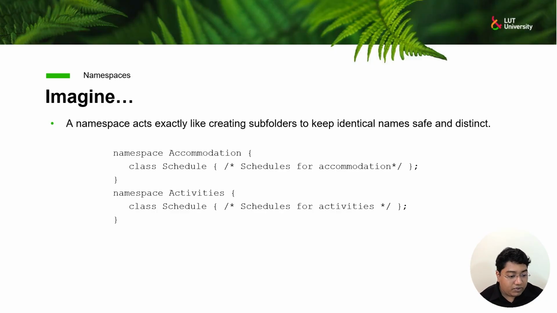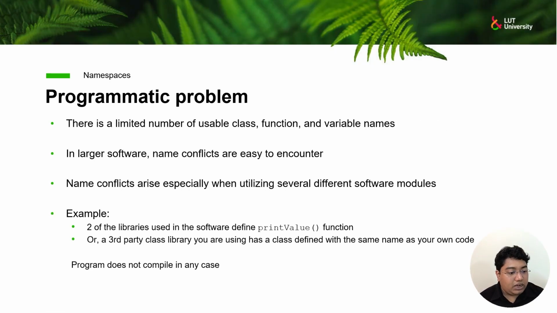Here you have two namespaces named accommodation and activities, and two classes both named schedule. They are living happily side by side because they are in different subfolders. Here the subfolders are actually different namespaces. Okay, let's head to the next one.